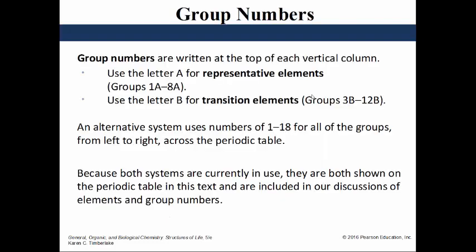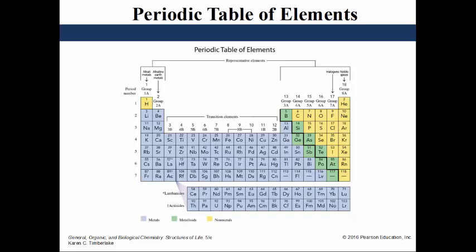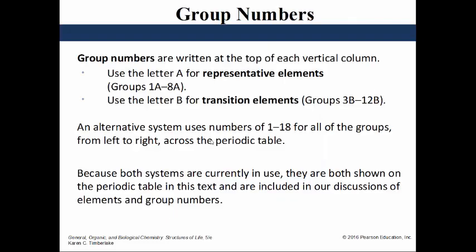All right, the group numbers are written one of two different ways. Either numerically 1 through 18, or using a letter A or B. The letter A is used for representative elements, and then the letter B for transition elements, the ones on the bottom, the ones in the middle part where it dips down. These are transition elements. So we'll use both writing systems here since both are used.